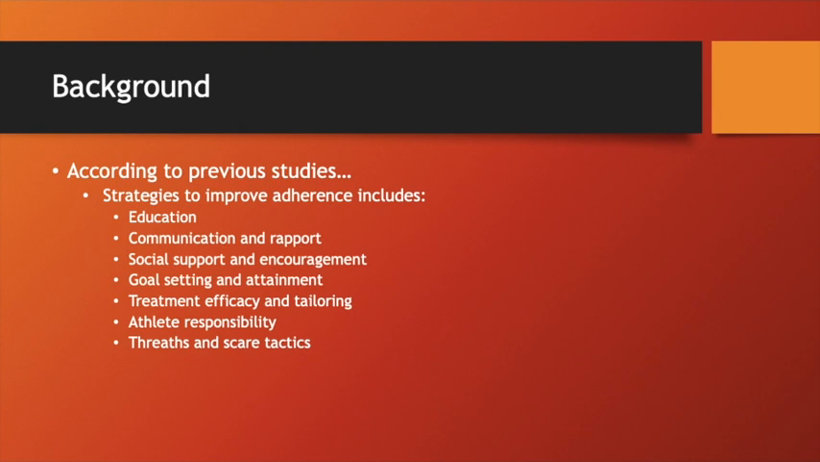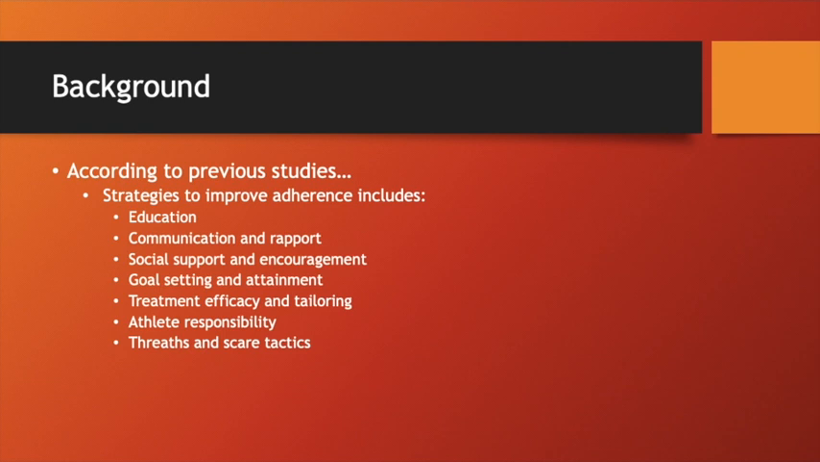Another strategy is having social support and encouragement. This could be from their teammates, their coaches, or even their family members. We also need to set goals and attainment when doing rehabilitation with our patients. Sometimes them seeing that they are improving helps them a lot in adhering to their rehabilitation.